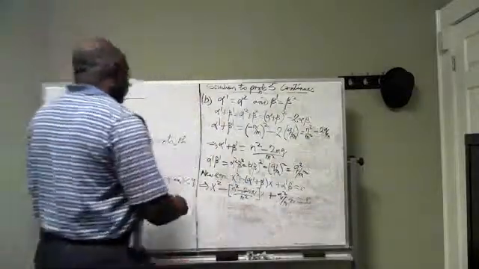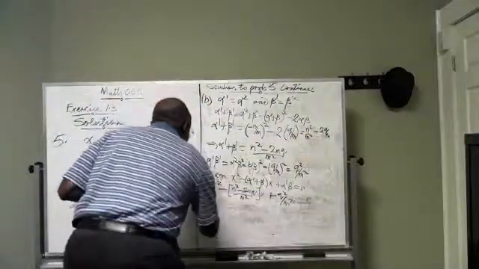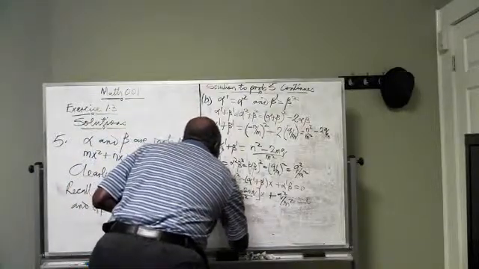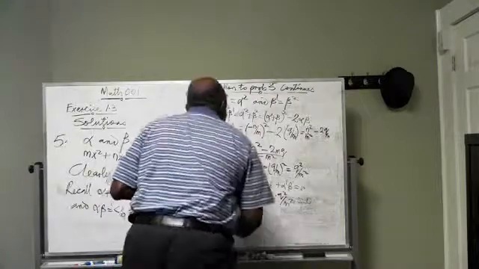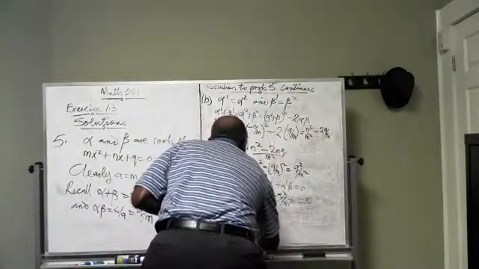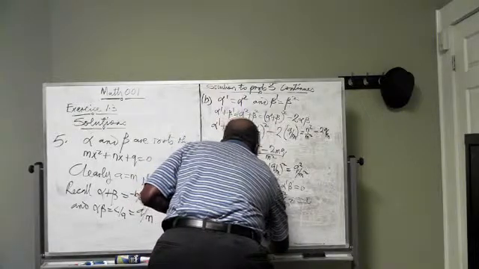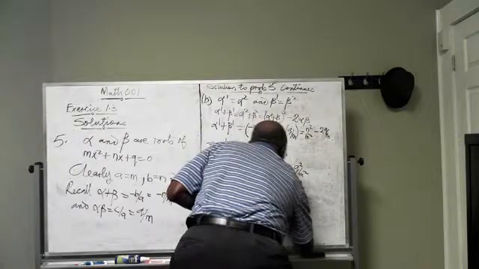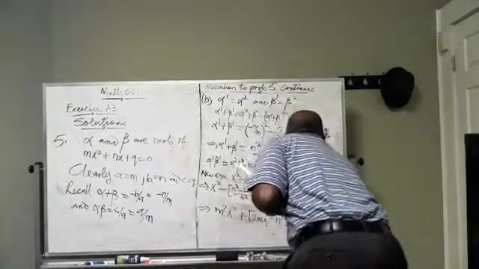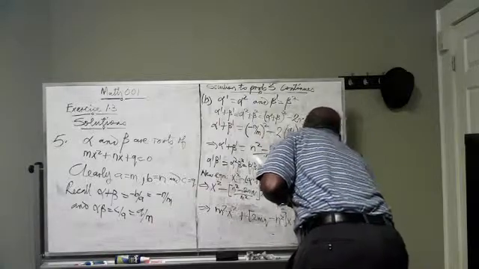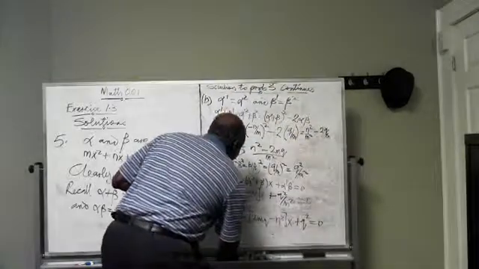So if we further simplify, this will give us m squared x squared plus into 2mq minus n squared x plus q squared equals 0. And our solution is complete.